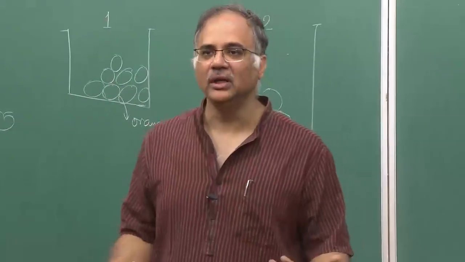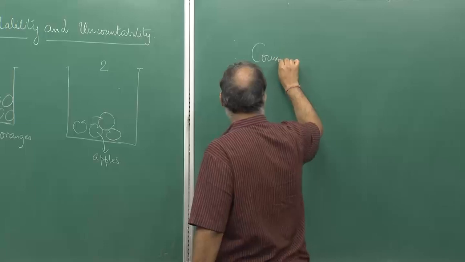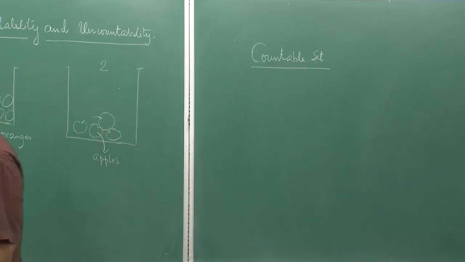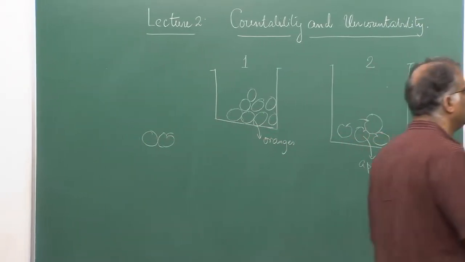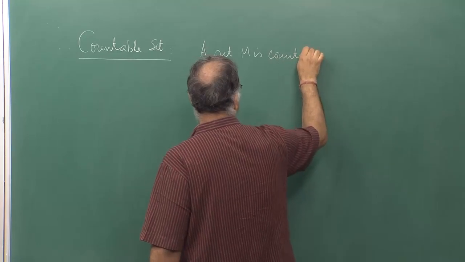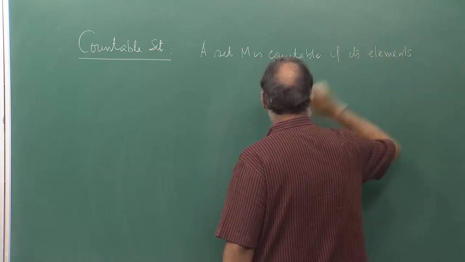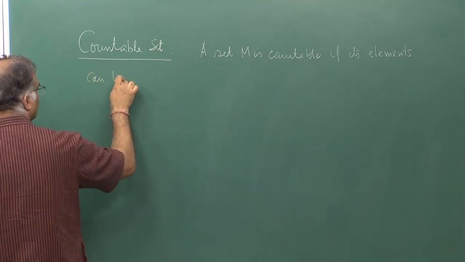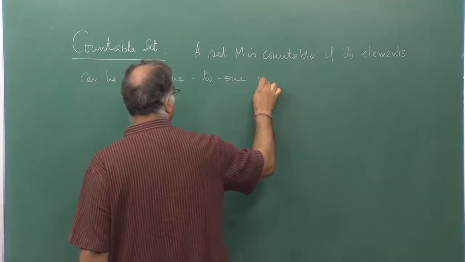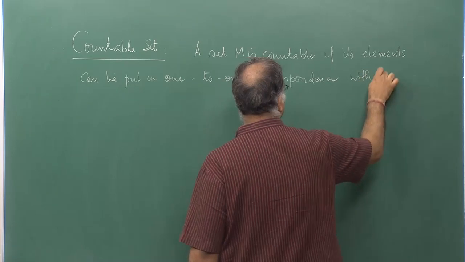What these numbers 1, 2, 3, 4 did is that they made a basic set through which you can do all those correspondences. So let us now talk about a countable set. A countable set is a set whose elements can be put in one-to-one correspondence with the set of natural numbers. So a set M is countable if its elements can be put in one-to-one correspondence with N, the set of natural numbers.